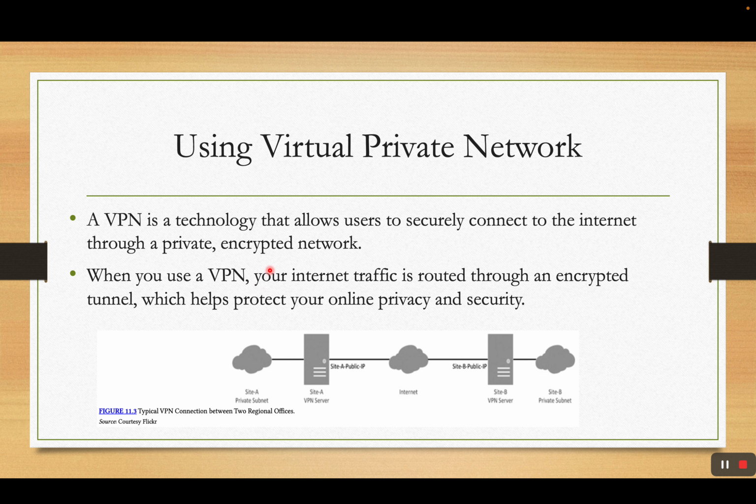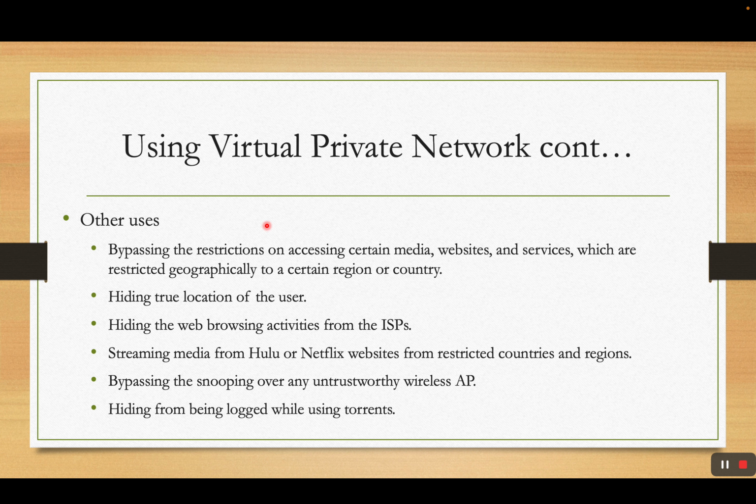Now let's talk about the VPN. We all use VPN. We always use VPN to connect to our headquarters. The VPN is a technology that allows users to securely connect to the internet through a private encrypted network. See, when you use a VPN, your internet traffic is routed through an encrypted tunnel, which helps protect your online privacy and security. Now, there are also other uses of VPN.